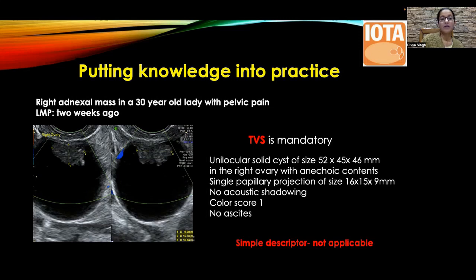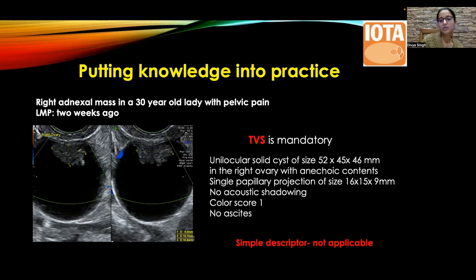So if we are to try using IOTA simple descriptors, we cannot use them because, please remember, as I stressed earlier, the benign simple descriptors are applicable to unilocular lesions. And this is not a unilocular lesion. It is a unilocular solid lesion. So simple descriptors straight away do not apply to this lesion.